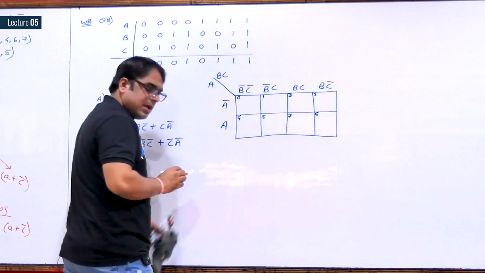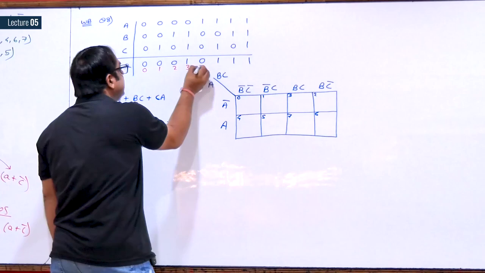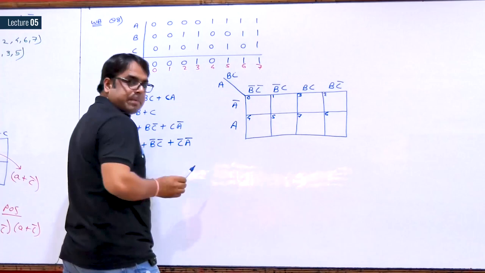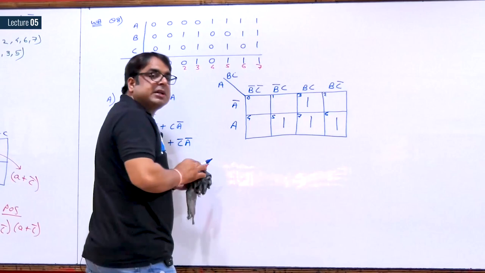Now let me write the decimal numbers: 0, 1, 2, 3, 4, 5, 6, 7. SOP means I have to plot min terms. So what are the min term numbers? The min terms are 3, 5, 6, 7.